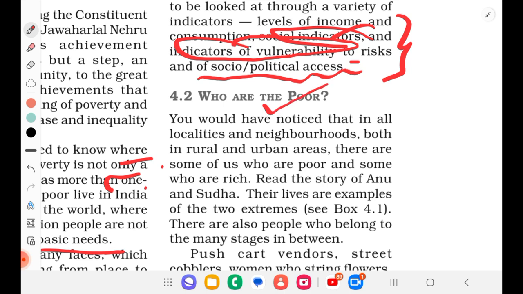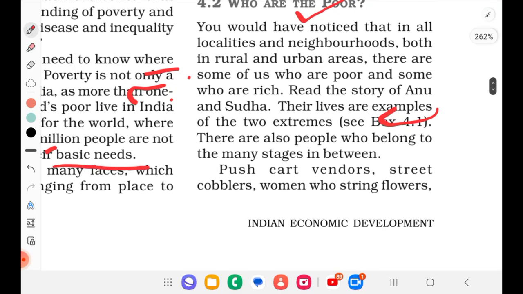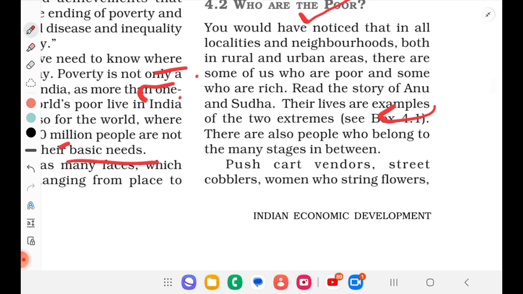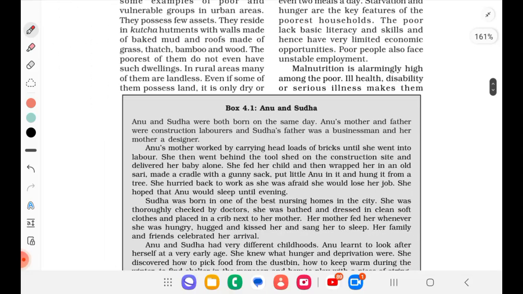Who are the poor? You would have noticed that in all localities and neighborhoods, both in rural and urban areas, there are some of us who are poor and some who are rich. Read the story of Anu and Sudha. Their lives are examples of two extremes. It's in Box 4.1. There are also people who belong to many stages in between. So I'll read the text first and then we'll go back.